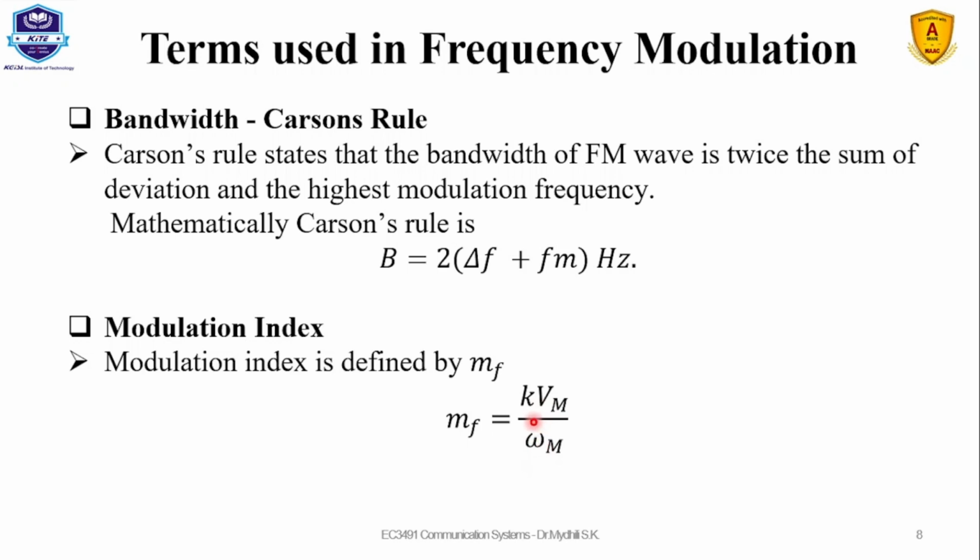So we know k is nothing but a constant term. Vm is nothing but the message signal voltage, and omega m is nothing but the angular frequency term with respect to message again.